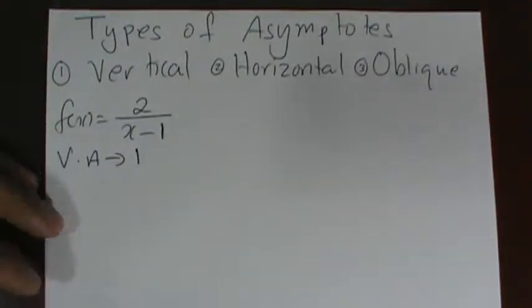So the vertical asymptote comes from the zeros of the bottom of a rational function. If you have a rational function, once you find the zeros of the bottom, that is your vertical asymptote, and that's also your restriction, your domain.